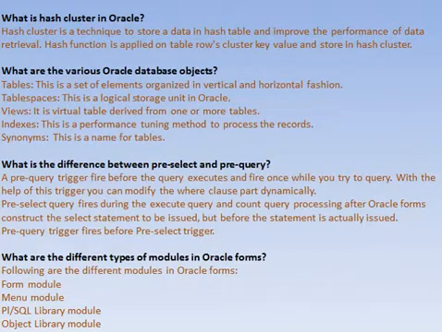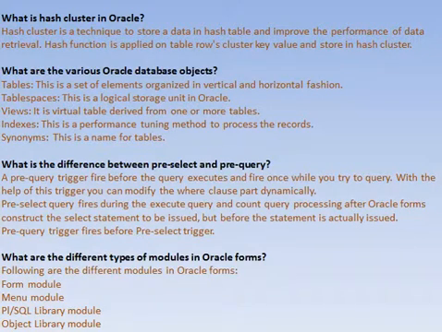What are the various Oracle database objects? Tables, this is a set of elements organized in vertical and horizontal fashion. Table spaces, this is a logical storage unit in Oracle. Views, a virtual table derived from one or more tables. Indexes, this is a performance tuning method to process the records. Synonyms, this is a name for tables.